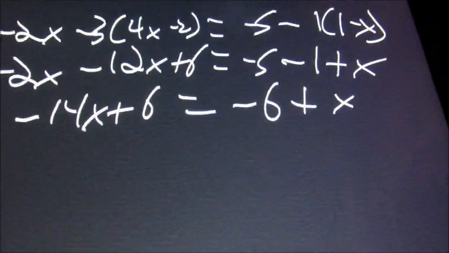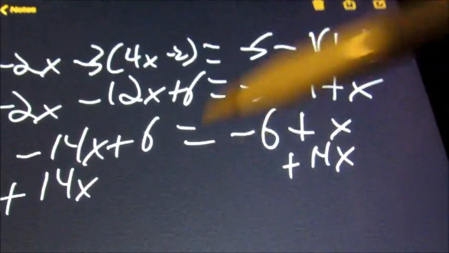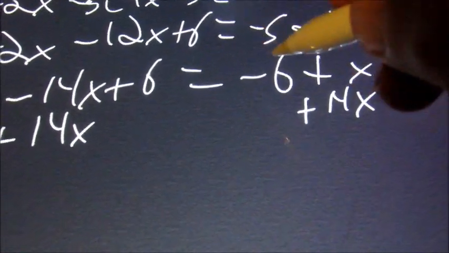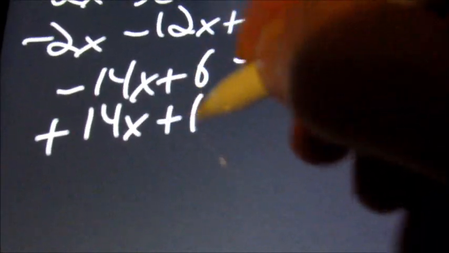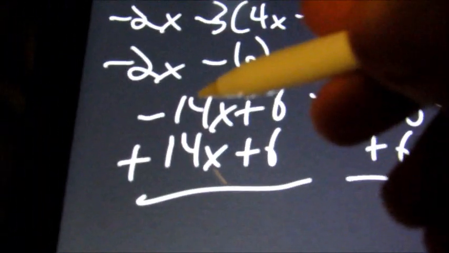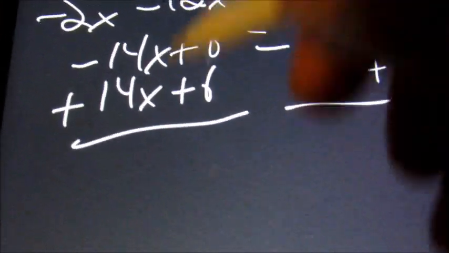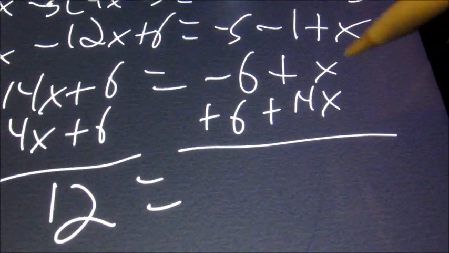So to make my x's positive, I'm going to add 14x to both sides. And since I moved my x's to the right, that means I'm going to move my numbers to the left. So I'm going to add, this is a -6, so I'm going to plus 6 to both sides. So now on this side, I have minus 14x plus 14x, which is 0. 6 plus 6, which is 12, equals minus 6 plus 6 is 0.